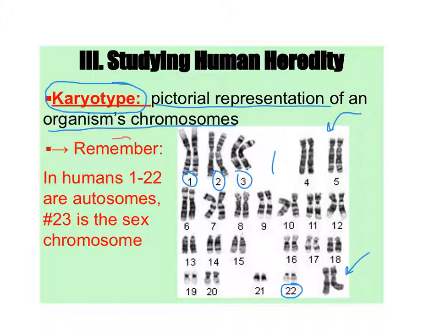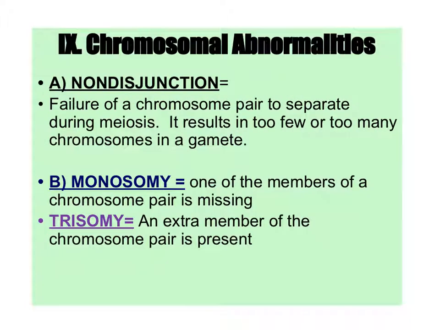If you said that was a female, give yourself a pat on the back, because yes, that is a female, because they have 2 of the large X chromosomes. If it was a male, the other chromosome would be a little Y chromosome, but it's not, so that is a female.